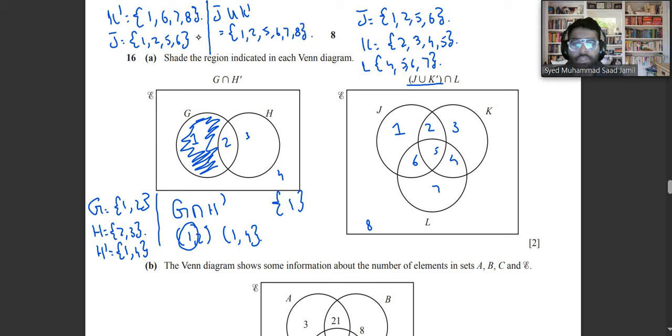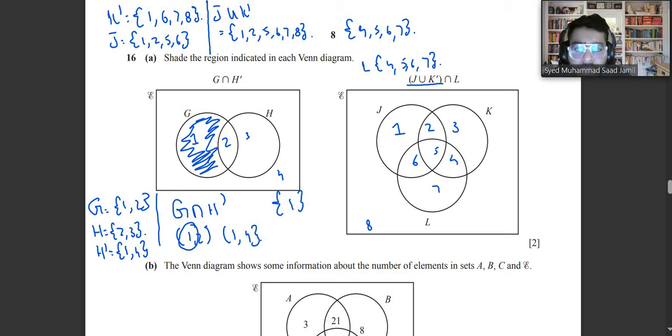Okay. Now intersection, you have to write intersection L. So which numbers are in L? The numbers are 4, 5, 6, 7. Which numbers are common? We have the numbers 5, 6, 7. So you will only shade 5, 6 and 7.